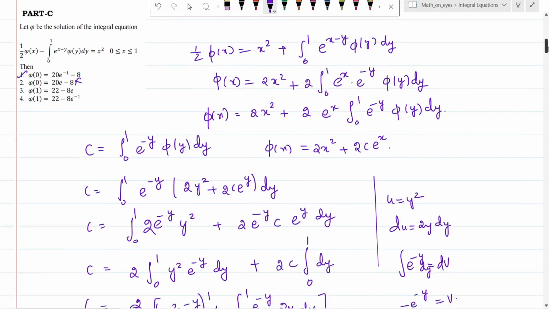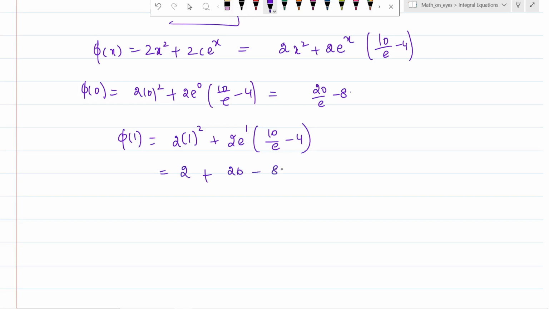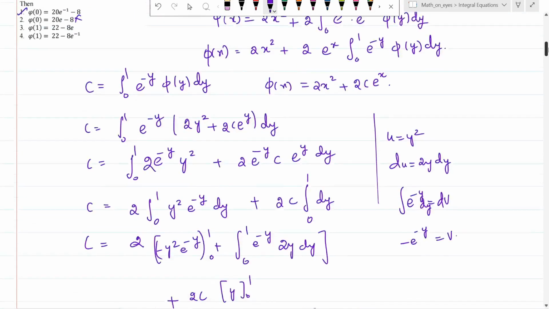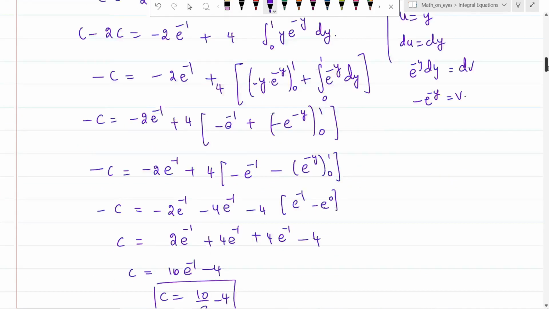Now we will find phi of 1. So phi of 1 is equal to 2 into 1 squared plus 2 into e to the power 1 into 10 by e minus 4. So that is equal to 2 plus 20, e cancels each other, and then we get 20 minus 4 twos are 8e. We get 20 plus 2, 22 minus 8e. Phi of 1 is equal to 22 minus 8e. So the third option is true, fourth is false. So the first option and the third option are the correct options. Next question.